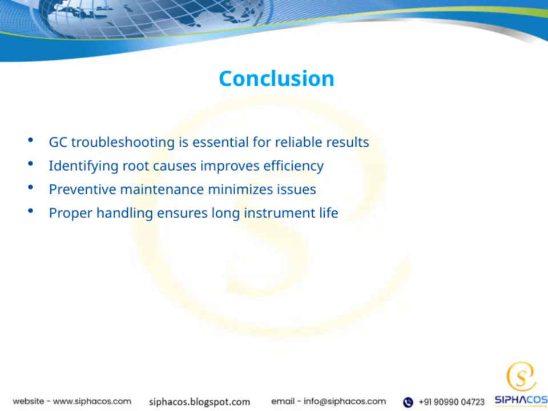Let's wrap up with some key takeaways. First, troubleshooting GC is absolutely essential if we want reliable results. When issues arise, quickly identifying the root causes helps us avoid wasting time and ensures accuracy. Next, focusing on preventive maintenance plays a big role in minimizing potential problems before they happen, saving us headaches down the line. And finally, proper handling of the equipment is crucial for its longevity. When we treat our instruments with care, they last longer and perform better, which ultimately supports the overall theme of maintaining high-quality, dependable analytical results.